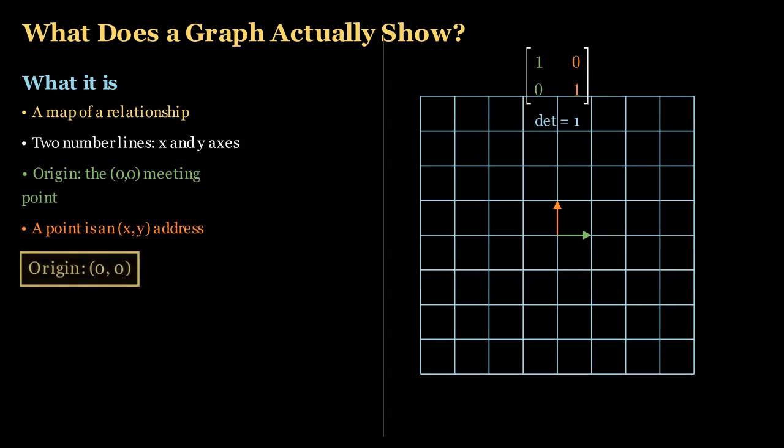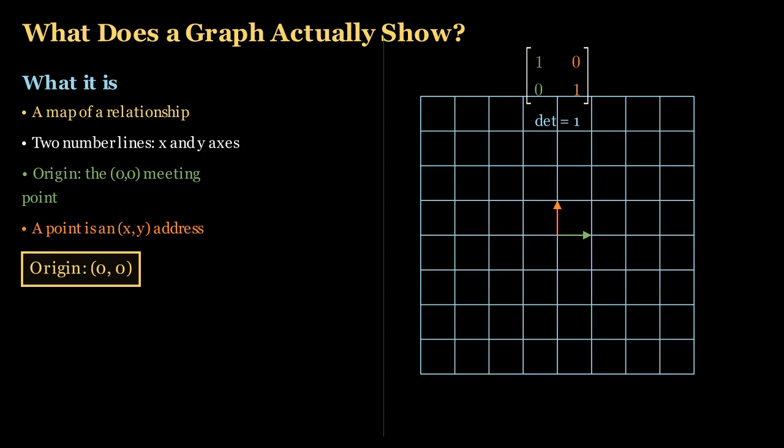The horizontal line is the x-axis, and the vertical line is the y-axis. They meet at a special point called the origin, which is the address 0 on both lines. Any single point on this plane is just a pair of numbers, written as x, y, telling you exactly where to stand, how far to walk along the x-axis, and then how far to walk up or down parallel to the y-axis.